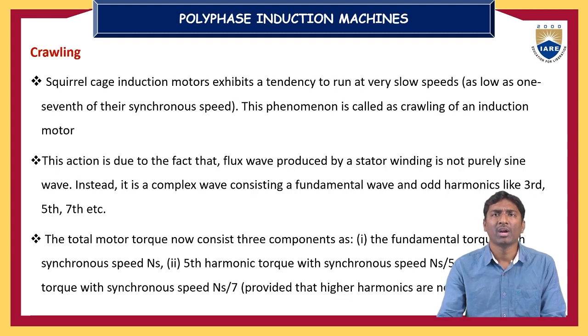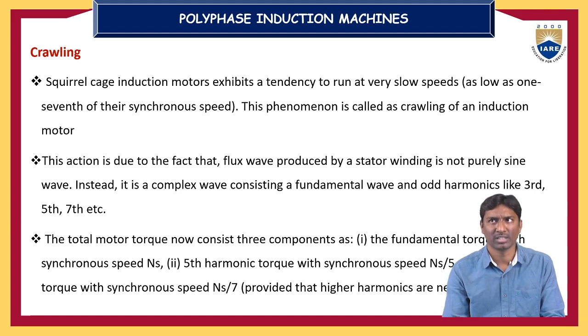I am also getting the crawling phenomena in the squirrel cage induction motor. So how are we reducing this crawling? I will discuss now what makes crawling. Crawling is nothing but the squirrel cage induction motor exhibiting a tendency to run at very low speeds, as low as one seventh of its synchronous speed. This phenomenon is called crawling of an induction motor.